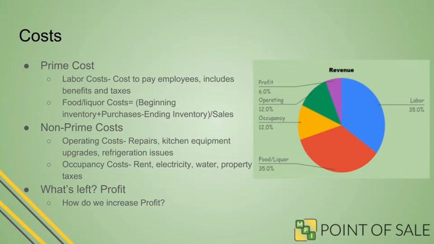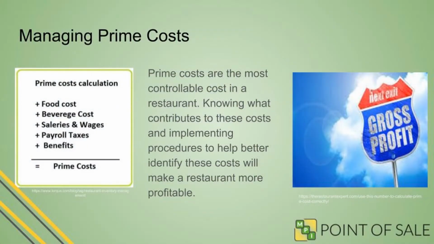Typically speaking, studies have shown those are from anywhere from 6 to 10%. And these numbers can change based off of what the style of your restaurant is, whether it be a quick service or a fine dining restaurant may have higher food costs or labor costs, depending on how many of those items they're hand making in their kitchen. And how can we improve the profit? Because at the end of the day, everybody wants to bring home a little bit more money, and how do we get there? So managing your prime costs are the number one key. Prime costs are the most controllable costs in a restaurant, and knowing what contributes to these costs and implementing procedures to help better identify these costs will make a restaurant more profitable.